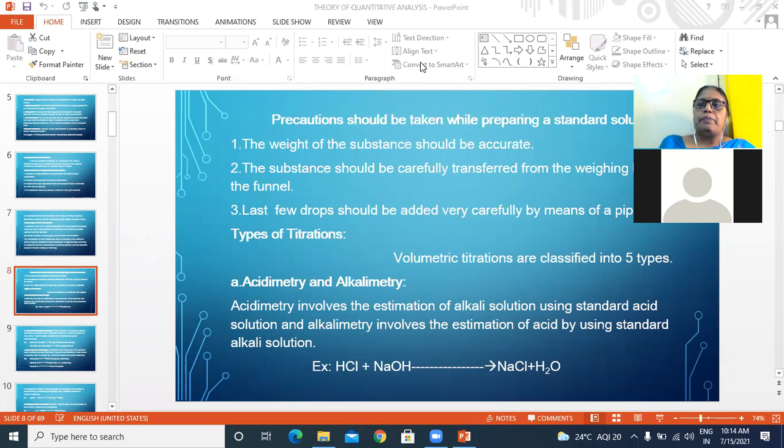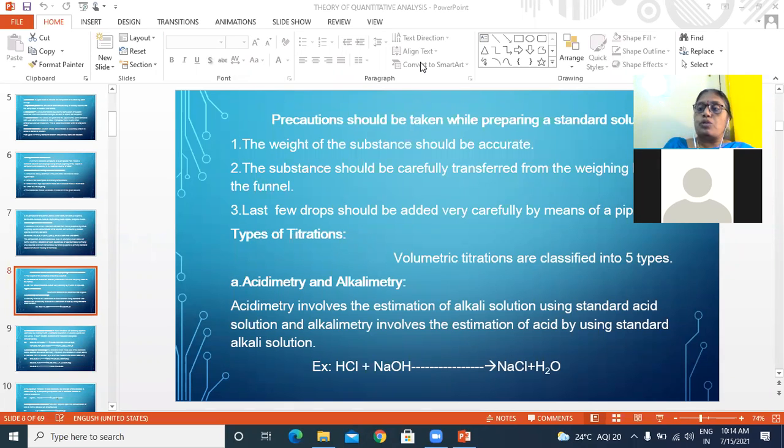That is the main important point. So transfer by funnel, then dissolve the substance and add distilled water slowly. Once it is near the mark, add drop by drop using a pipette. Only then is it possible to mark accurately. In general, if it is a colorless solution, we take the lower part of the meniscus as the mark. The lower part of a colorless solution has to touch the mark present on the standard flask.